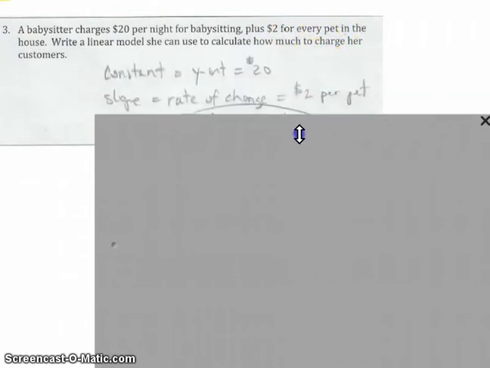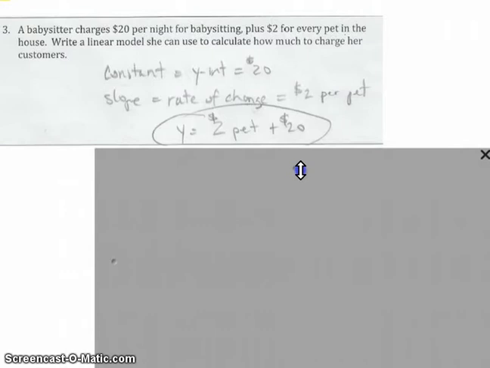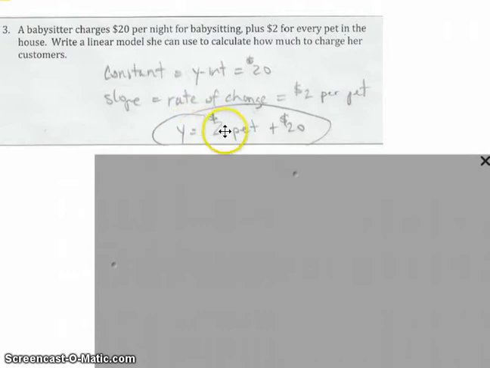So I've written those two things down. Y-intercept is 20. Rate of change is the same as slope, is $2. And I just plug those two things into a formula. Y equals 2. I could have called it x, but I called it p for pet. Y equals 2p plus 20. That's my equation that goes with this story, this word problem.